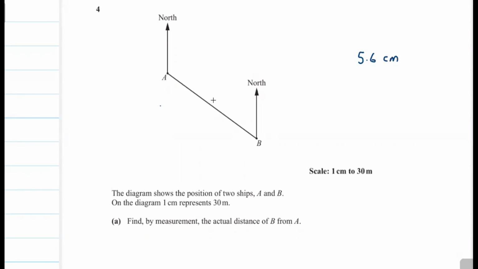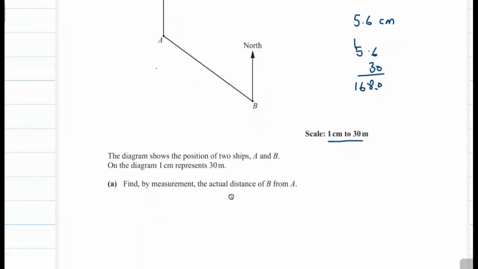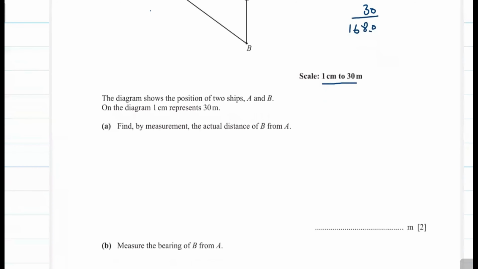Now you can measure this value, but we have to find the actual distance. This is the plan length. Now to calculate the actual length, we multiply 5.6 by 30, you get 3 6s are 18 and 3 5s are 15. Now the value is 168.0. Now this is the actual length. Now we write it here, 168 meters.